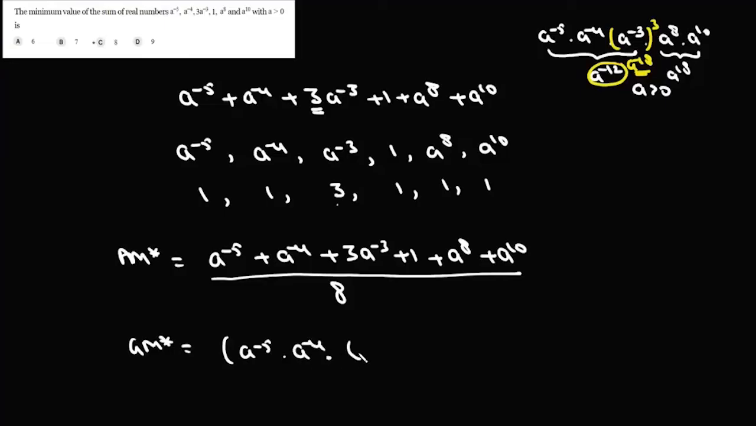a to the power minus 4 into a to the power minus 3 cube into 1 into a to the power 8 into a to the power 10, whole to the power 1 by 8. Now this is a to the power 0, which is 1. So their GM will be 1.